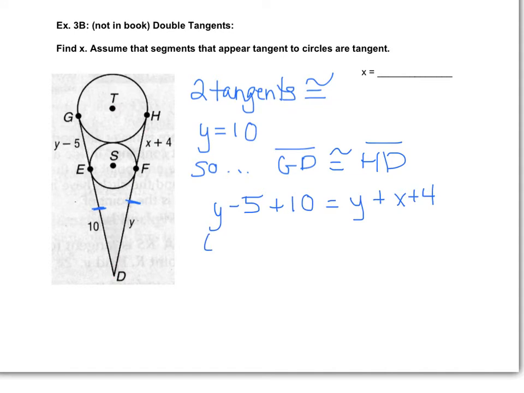Now remember, we just found y is 10, so let's put that in. And then simplifying, we only have one variable left, so this is 15 equals, simplifying over on the right hand side, we just have x plus 14. So a really quick subtraction, x is 1.